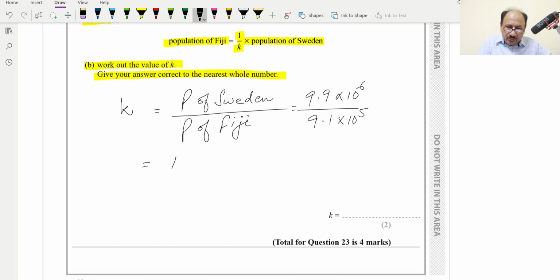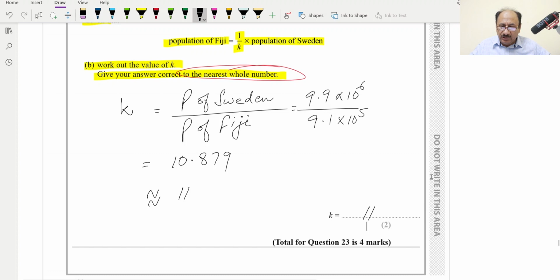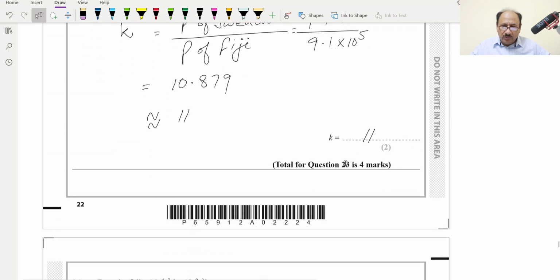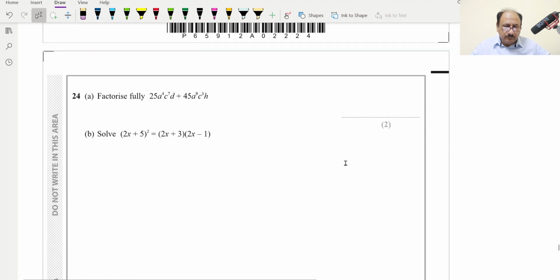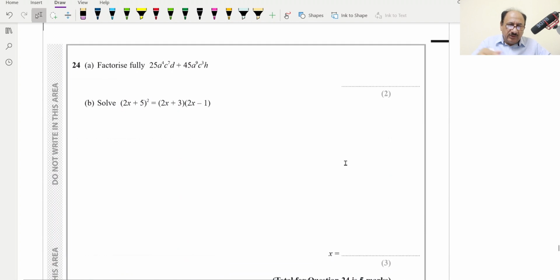10.879. So 10.879, but they are saying correct to the nearest whole number. So for the answer we have to round it to the whole number. So 10.879 can be rounded as 11, so our k value will be 11. Hopefully you understood this.